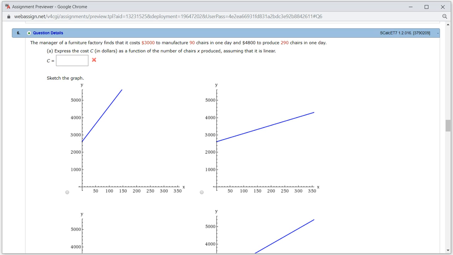All right, let's look at homework 1.2, problem number 6. It says a manager of a furniture factory finds that it costs $3,000 to manufacture 90 chairs in one day, and $4,800 to produce 290 chairs in one day. Assuming that the cost function is a linear function, we want to find the formula for the cost.